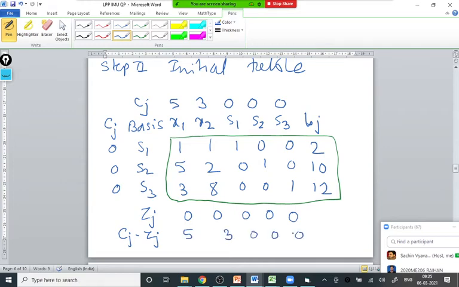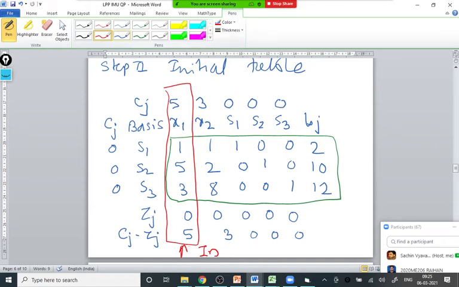So which one is the incoming variable? X1. X1, very good. And what is the criteria for the incoming variable? Maximum positive value of Cj minus Zj. That is the incoming variable. Very good.